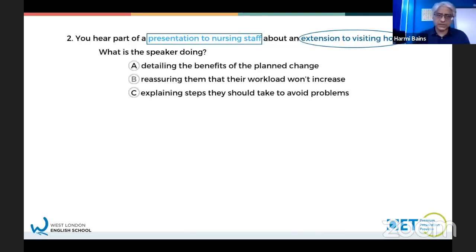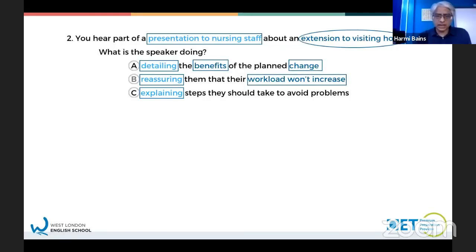Let's have a look at the answer options, A, B, and C. You might notice they all start with ing forms. You've got detailing, reassuring, and explaining. So detailing benefits of change. Reassuring their workload won't increase. Or explaining steps they need to take to avoid problems. And remember the context as well. They're talking about the extension to visiting hours.